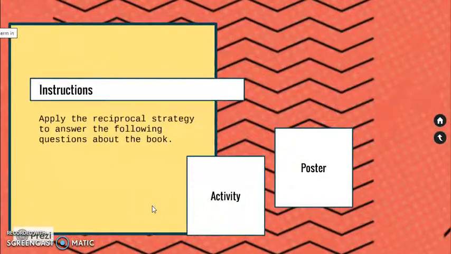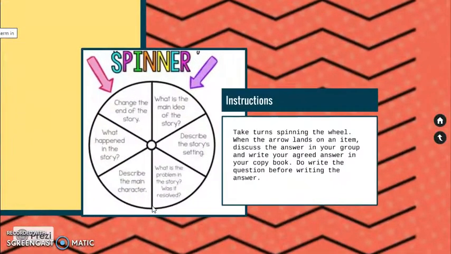My first center is the Comprehension Center. The objective is to summarize the main idea and details from narrative and expository texts. Students will also read the text and ask questions to clarify understanding. Now, the instructions are students will be required to apply the reciprocal strategy to answer the following questions about the book. Now, the activity is the students will take turns spinning the wheel.